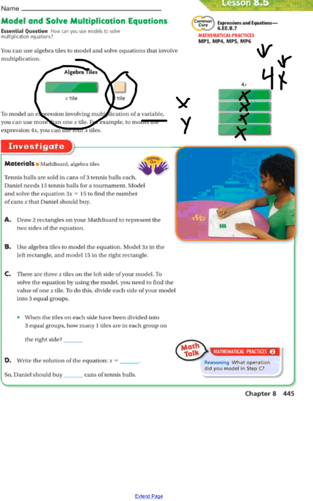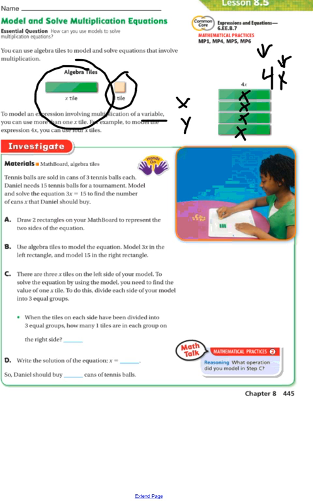Investigate. Math board and algebra tiles are what you're going to need. Tennis balls are sold in cans of 3 tennis balls each. Daniel needs 15 tennis balls for a tournament. Model and solve the equation 3x equals 15 to find the number of cans x that Daniel should buy.